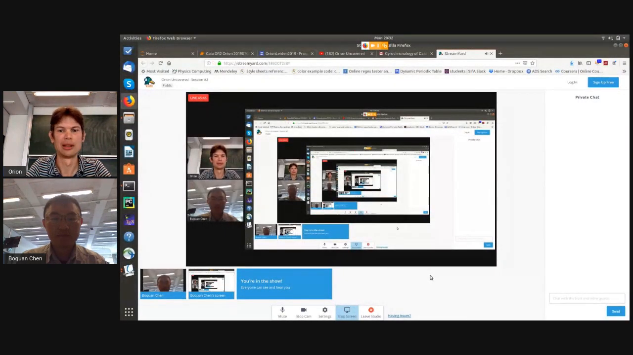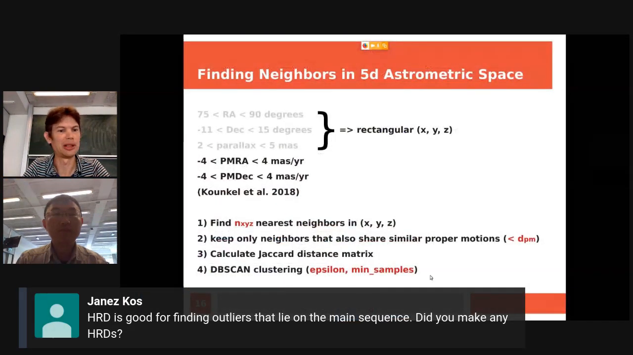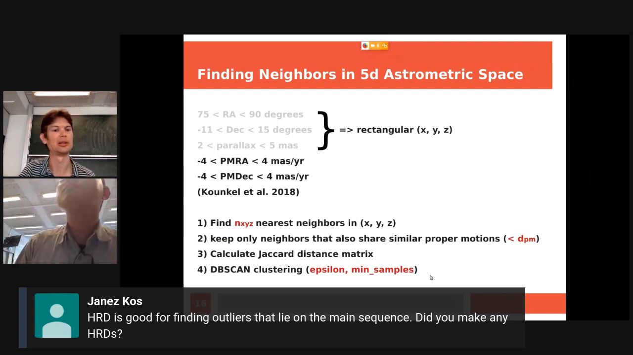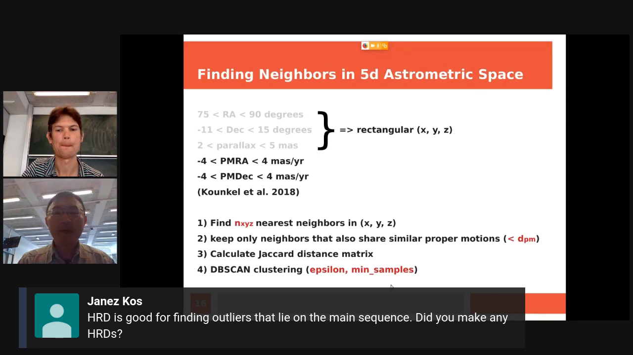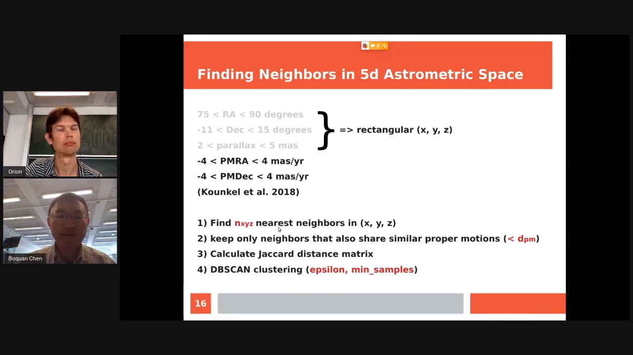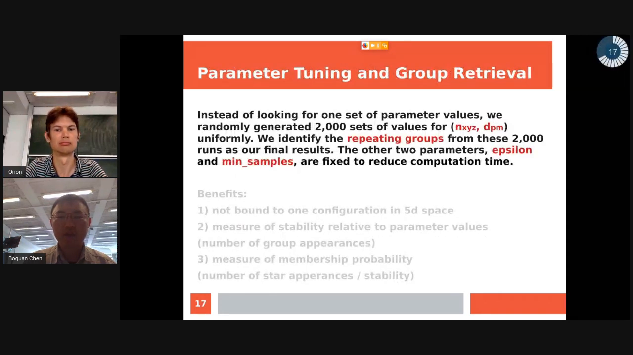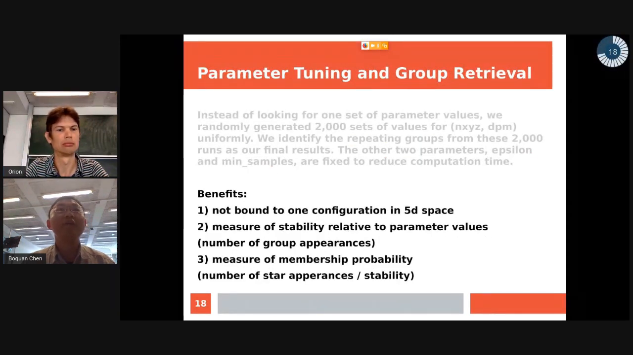Okay. And I see a second question here by Yannis Kos. The Hertzsprung-Russell diagram is good for finding outliers that lie on the main sequence. Did you make any HRDs? So I have made a few, but at this point I'm not ready to include them in the presentation yet. I think after we have estimated the ages, we can then plot the HR diagram.